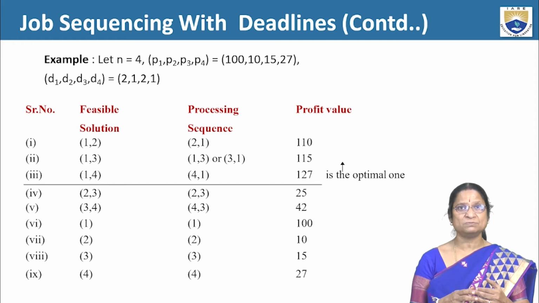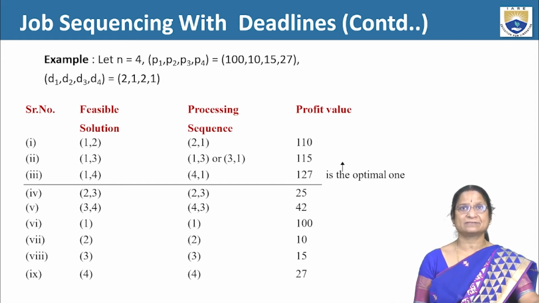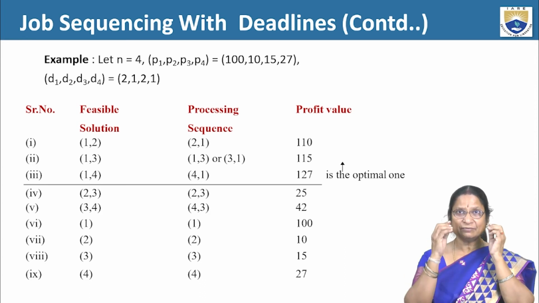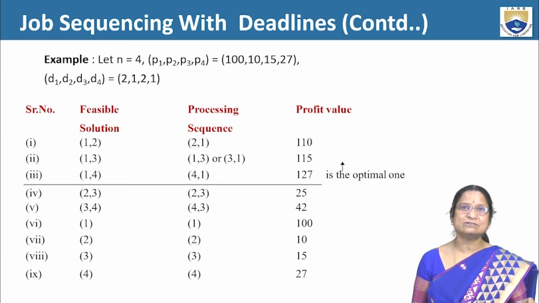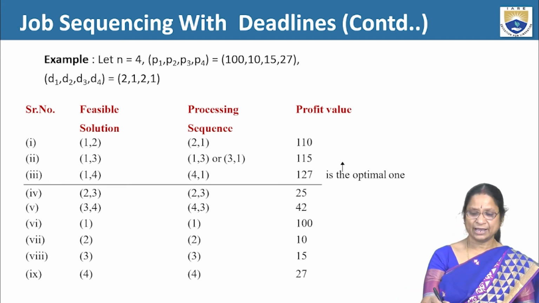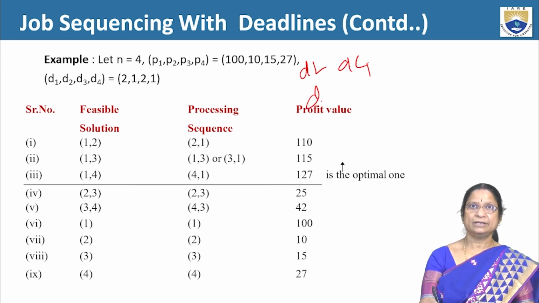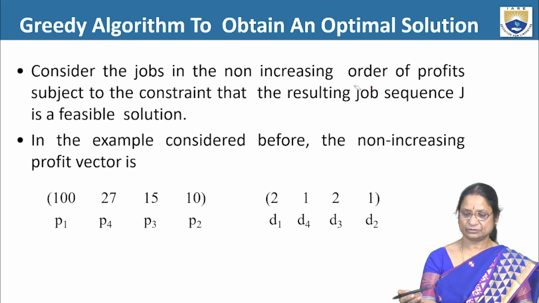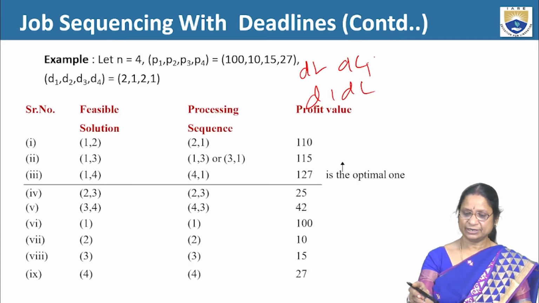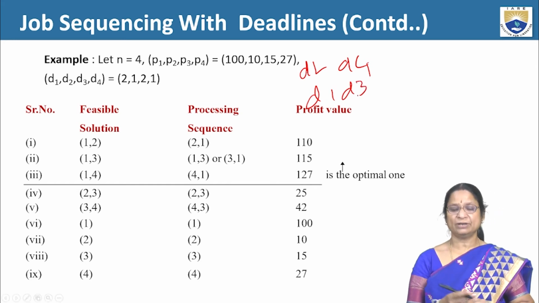Brute force approach means every combination will be checked by us. All combinations are checked. First, I can consider one job. But when we consider one job, deadline 2 is also available, no? So a minimum of 2 jobs can be considered. So what combinations can I consider? We can have D2 and D4, D1 and D4, and D1 and D3.